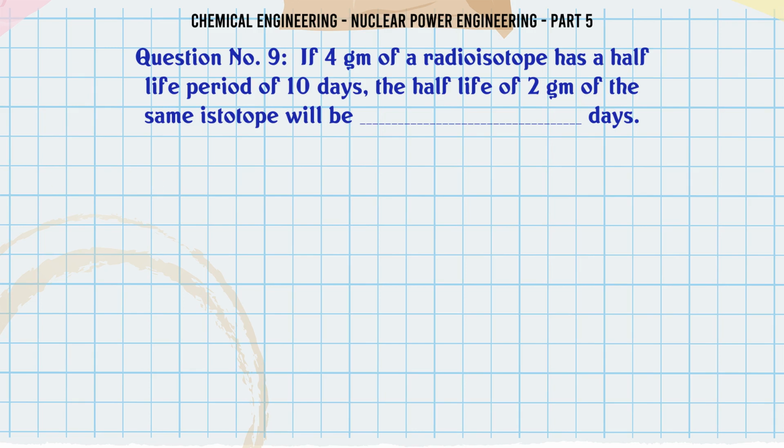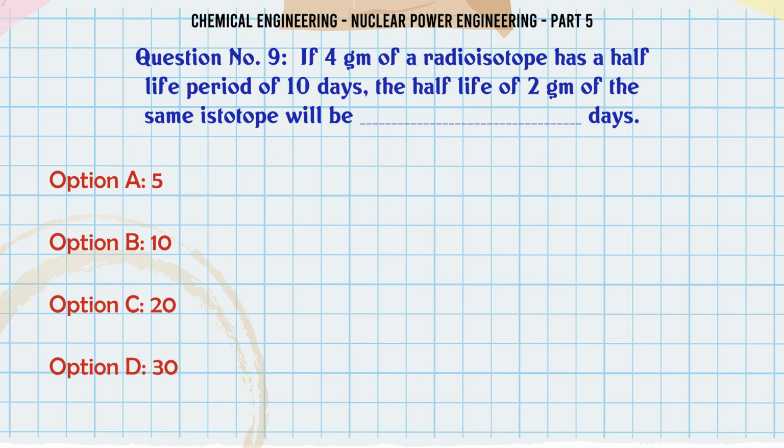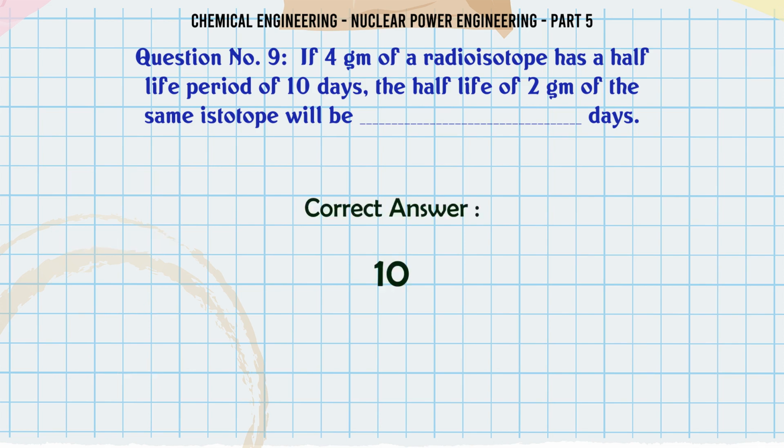If 4 grams of a radioisotope has a half-life period of 10 days, the half-life of 2 grams of the same isotope will be how many days? A, 5; B, 10; C, 20; D, 30. The correct answer is 10.